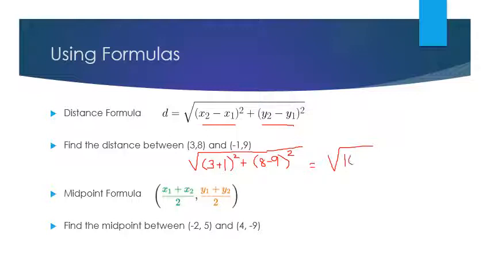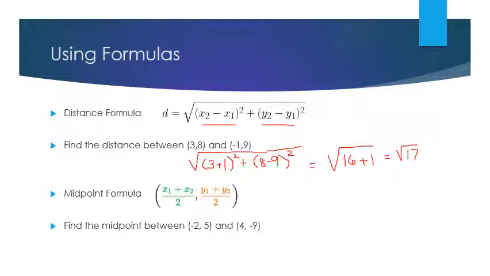8 minus 9 is -1. -1 squared is 1. And 16 plus 1 is 17. So the distance here would be the square root of 17. You might be asked to simplify your radical answer, or you could even submit it in the form of a decimal, but putting it in the form of a square root is just fine.